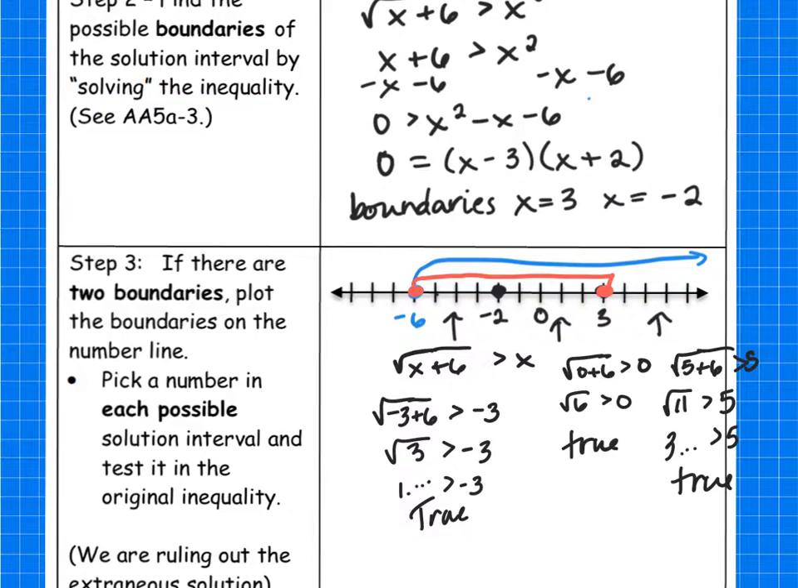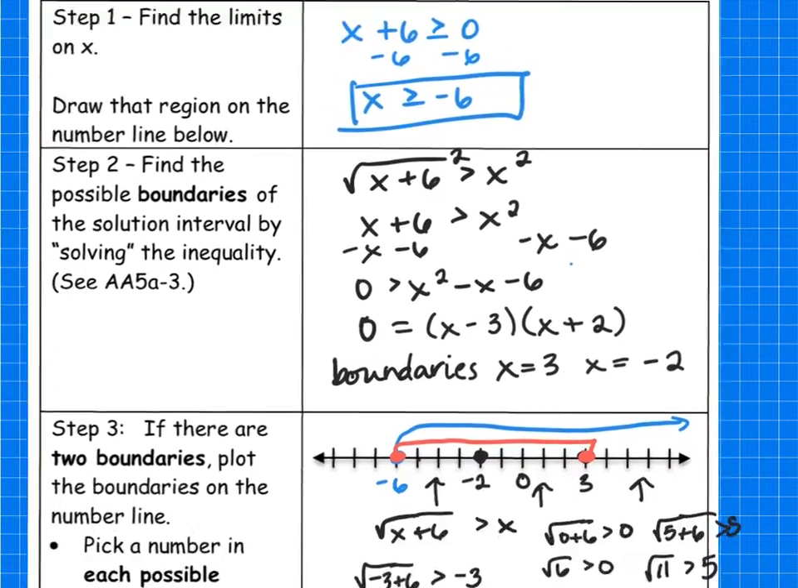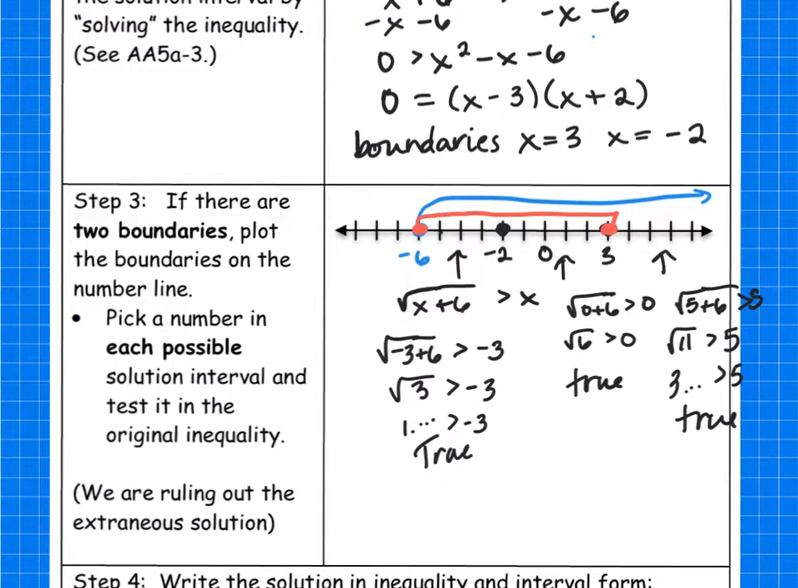I'm now looking at this again. These should be open circles. My apologies for that. Oh, actually, the -6 can be a closed circle, and that's a little confusing. This 3 has to be an open circle, because if I put in 3, I have 3 is greater than 0.